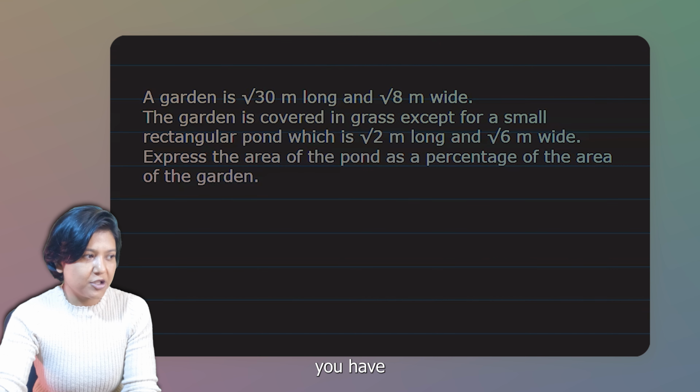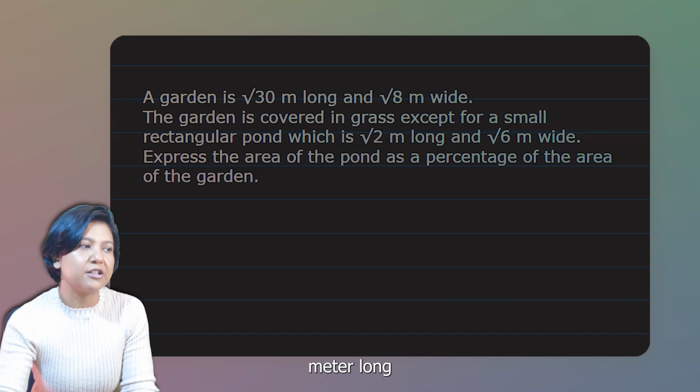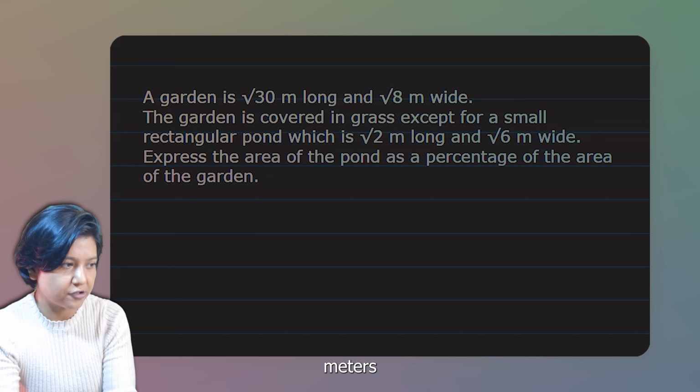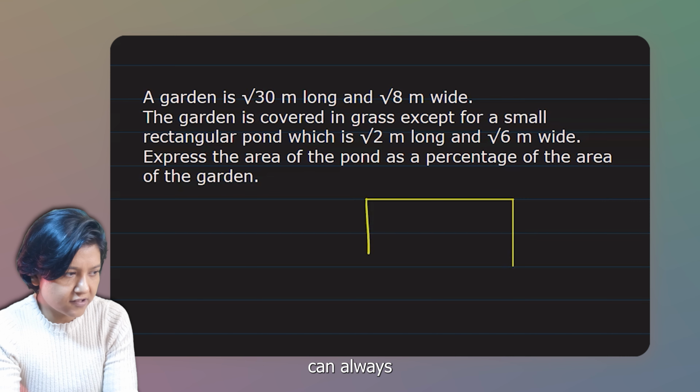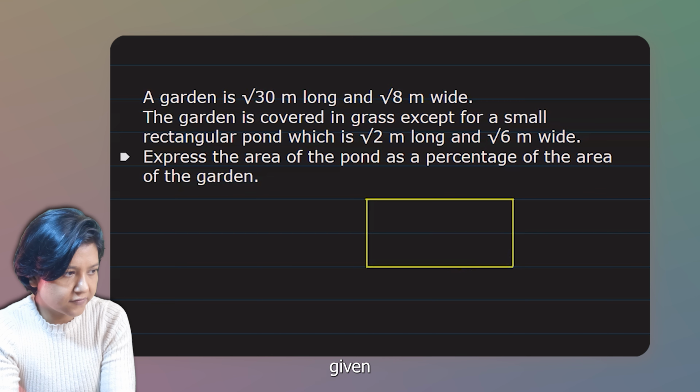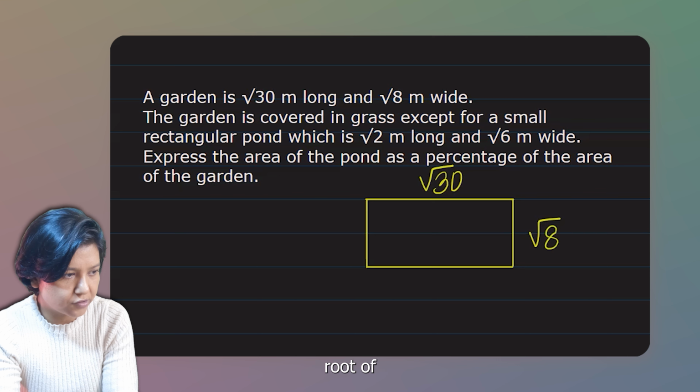In this question, you have been given a garden which is square root of 30 meters long and square root of 8 meters wide. I can draw this quickly, and a diagram can always be helpful if there is no diagram given in the question. The length has been given to you as square root of 30 and the breadth has been given to you as square root of 8.